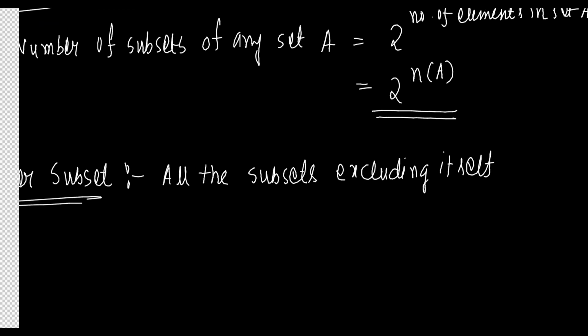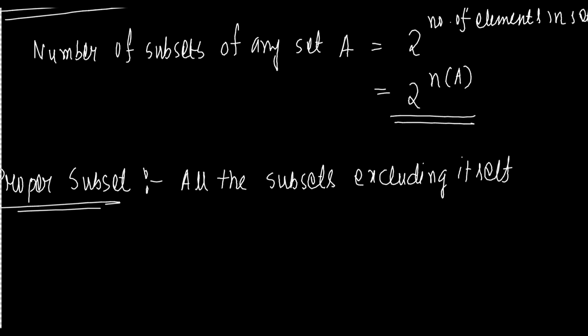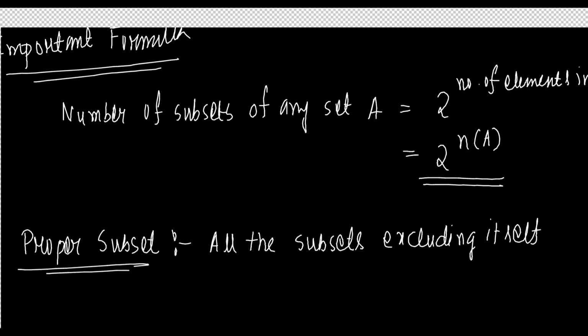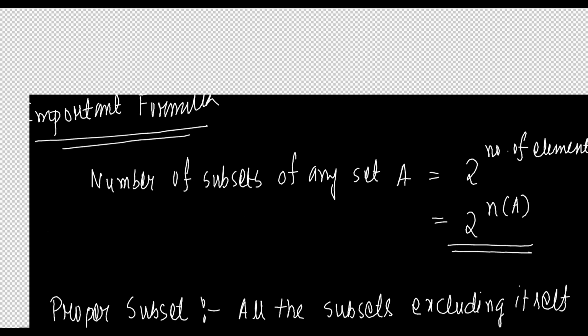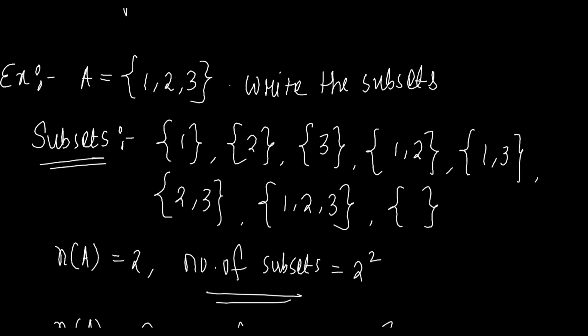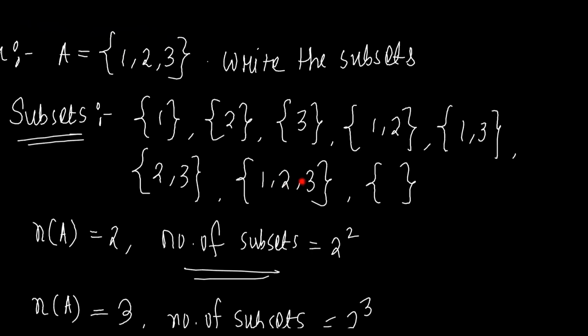In subsets, what was happening? In subsets, we were taking the set itself as a subset. In the first example, and in the next example, we have taken the set A as 1 comma 2 comma 3, and we are taking 1 comma 2 comma 3, the set itself, as a subset of this. So it is the case of subset.